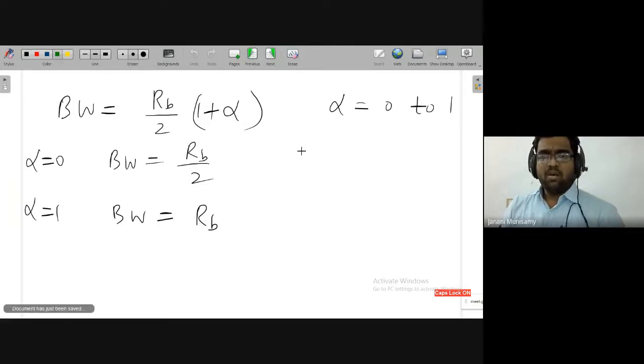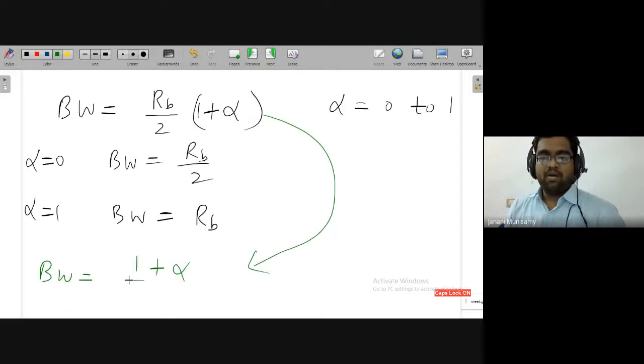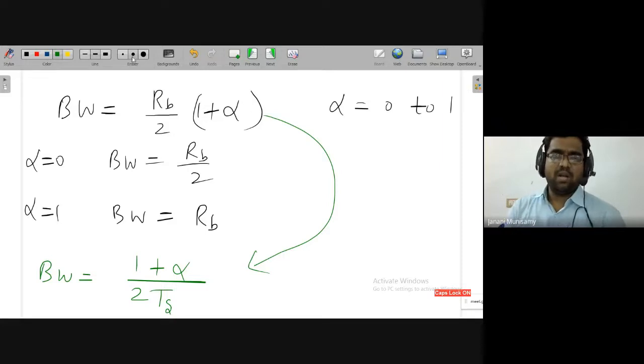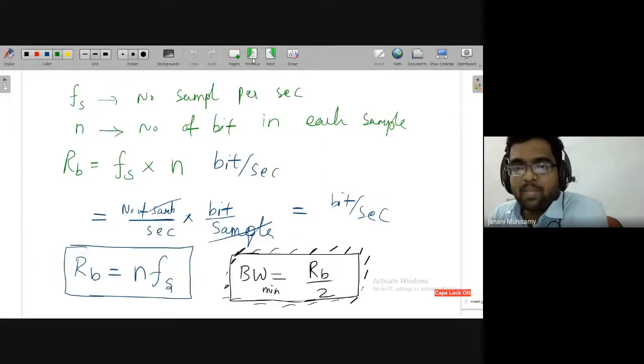Again, there is a modified version of this formula: bandwidth is equal to (1 plus alpha) divided by 2TB. In general you write 2TS, or to avoid confusion you can write either TS or TB, but later on you have to understand the difference between TS and TB. For now, write TB: (1 plus alpha) divided by 2TB. This is the modified version. So now we know RB is n into Fs.